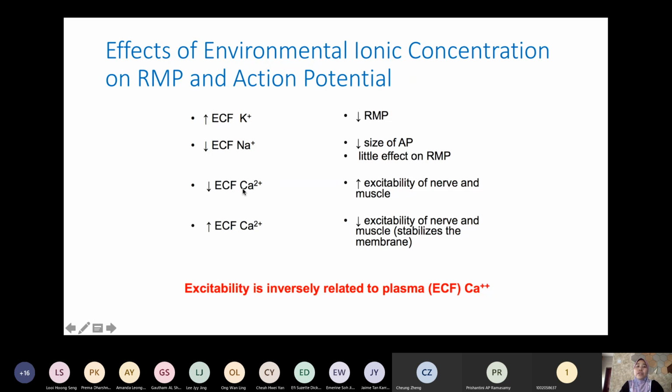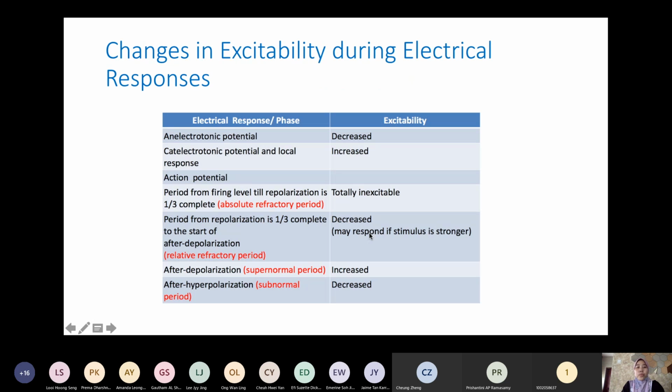If we have a reduction in the calcium ion in the extracellular fluid, it will increase the excitability of the nerve, or increase the excitability of the muscles. When you have a lot more calcium ion, it will decrease the excitability of the nerve tissue. Okay, so changes in the excitability during electrical response. When there is an increase in a positive ion, meaning that the cell is depolarized, it will increase excitability.